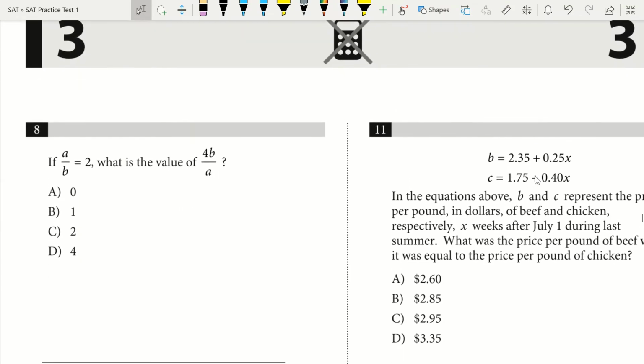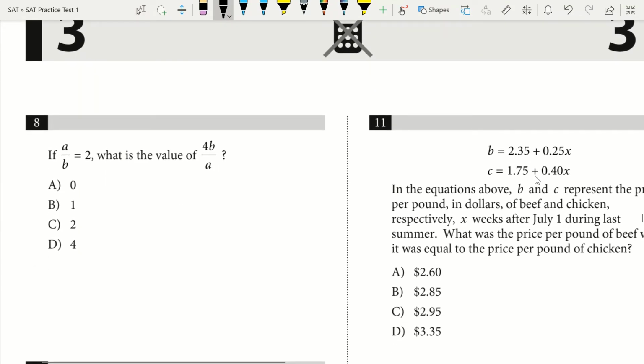We've got question 8. If A over B equals 2, what's the value of 4B over A? Well, if A over B equals 2, that means A is 2 and B is 1. Now I go ahead and substitute those values in.